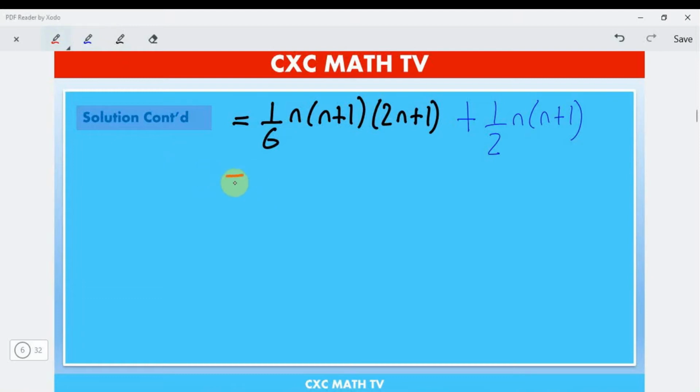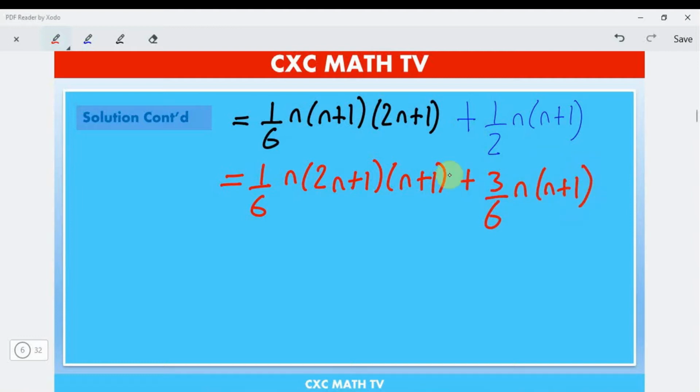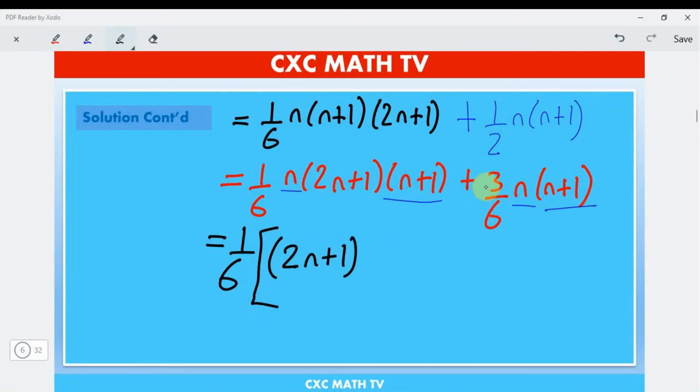So now we need to go ahead and add these. But to add these, look what I'm going to do. Do you see this half right here? I'm going to rewrite this half as 3 over 6. Can't I do that? Absolutely. Now, if you observe as well, they have n in common and n plus 1 in common. So I notice that I can factor out 1/6, and I would be left with 2n plus 1 on this side, and over here I would be left with just 3.